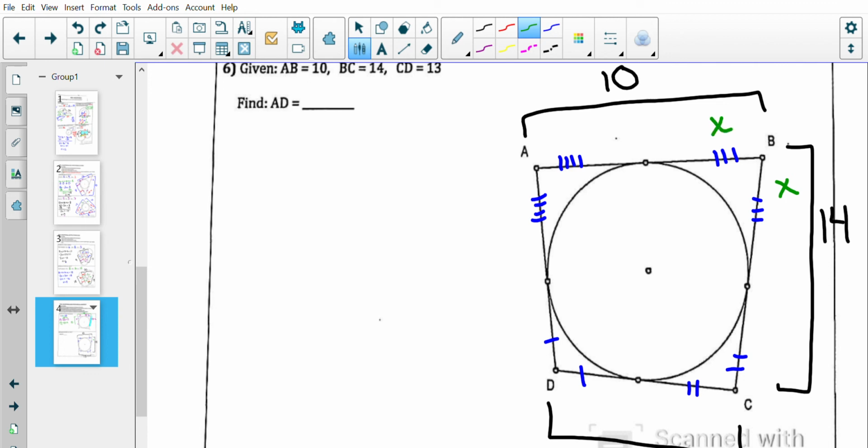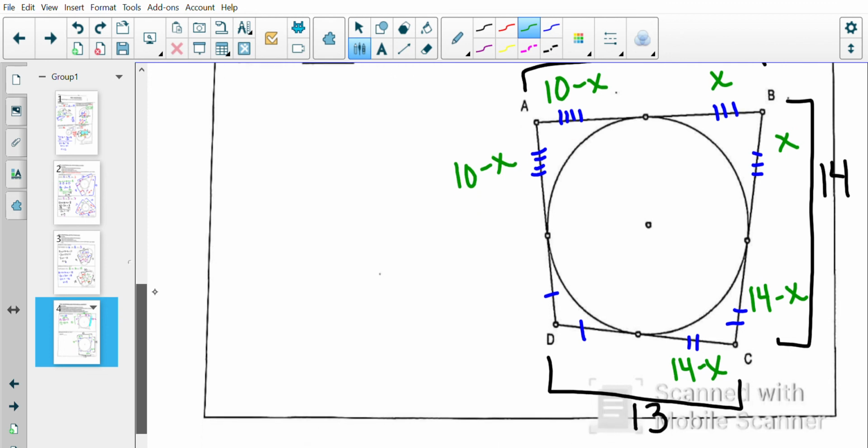We'll go clockwise. So then C to the dot is 14 minus X, which means the other side of C is 14 minus X. Now let's go back to our original. Let's go back to B. Now let's walk counterclockwise. So we know A to B is 10, so A to the dot will be 10 minus X, which means the other segment for A is 10 minus X.